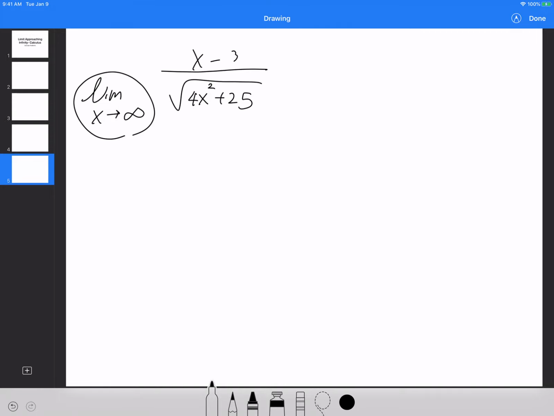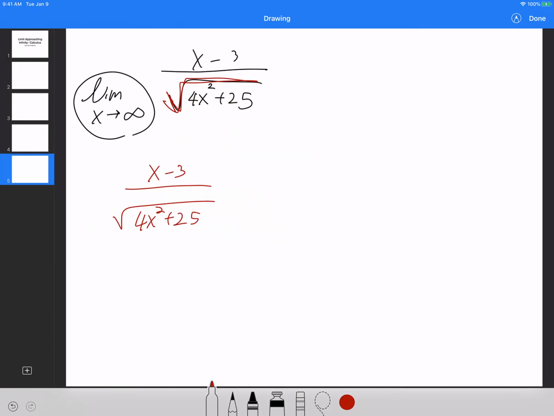Here it's a little bit tricky because now what we have is a square root symbol. We call this a radical, right? So we have this radical symbol here, but that doesn't really change anything because you're still going to take a look at what we consider to be the leading term. Now here, if you take a look, x minus 3 over square root of 4x squared plus 25.